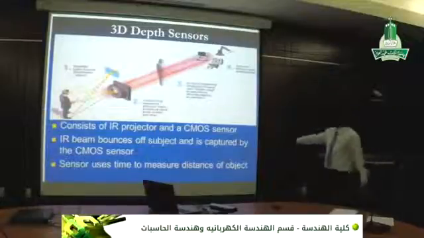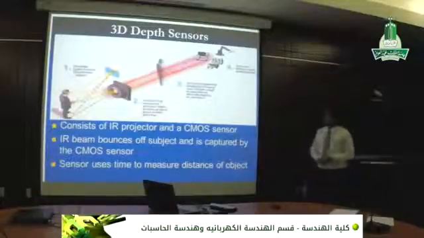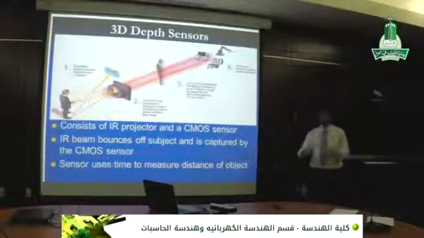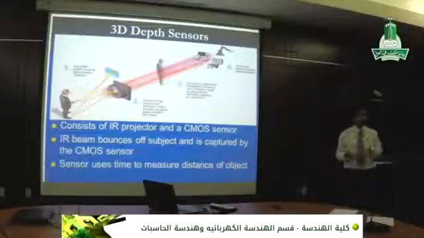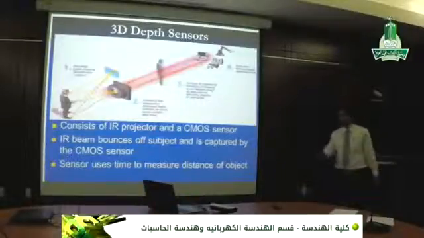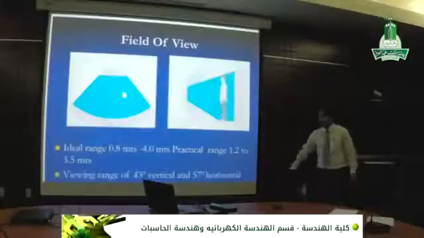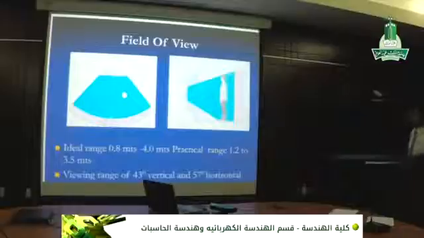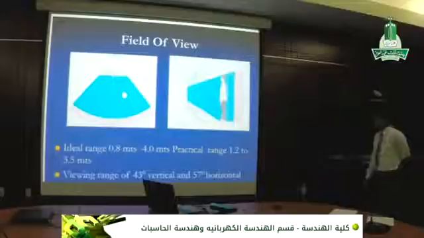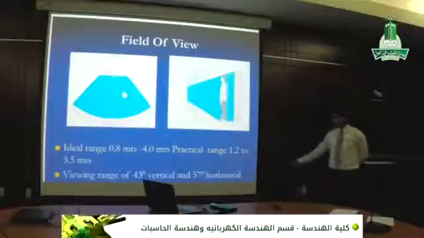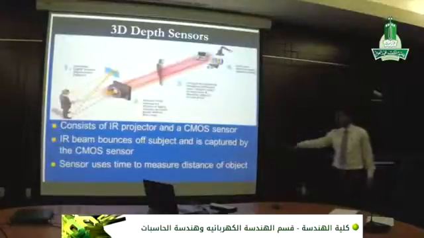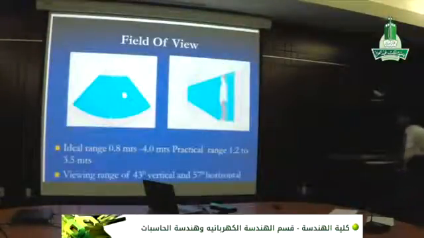This is the information that is provided here for the 3D depth sensors. The sensor basically uses time to measure the distance of an object, from the reflection that is going back to the sensor, and measures how far the subject is for motion tracking. Now we will be talking about the field of view of the Kinect. It has an ideal range of 0.8 to 4 meters, but in practical usage it is efficient from 1.2 to 3.5 meters, with a viewing range of 43 degrees vertical and 57 degrees horizontal.